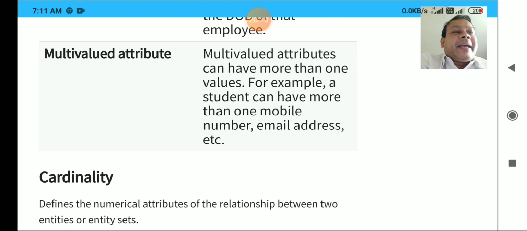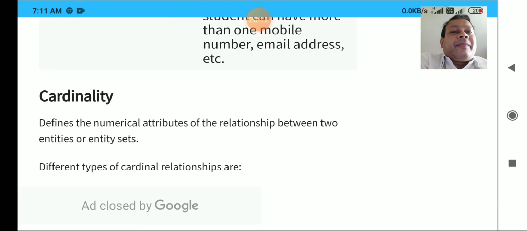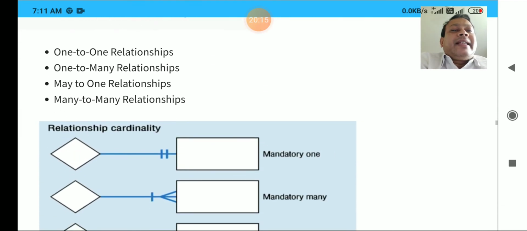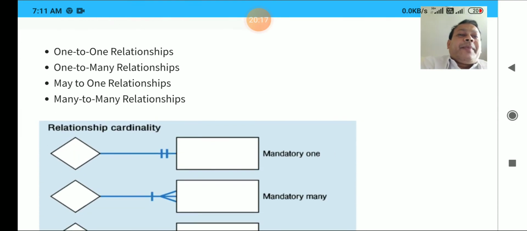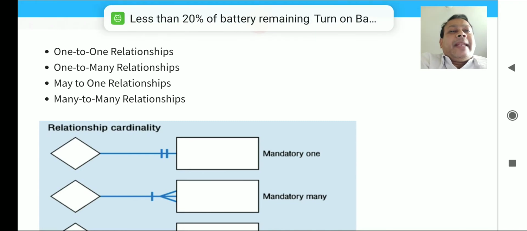Many values are there. Coming to cardinality. Cardinality is nothing but how one particular relation is related with another relation. Like one to one, one to many, many to one, right, many to many. So these are coming under your cardinality.